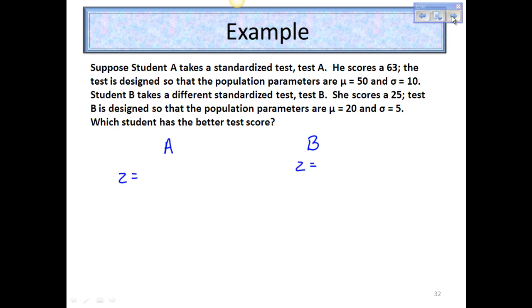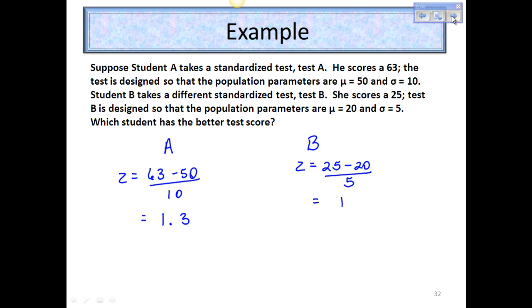Test A, he scored a 63. Data value minus the mean. Divide by the standard deviation. Test B, she scored a 25. Subtract the mean. Divide by the standard deviation. So simplifying the z-score for exam A, that is 1.3. Simplifying the z-score for exam B, that is 1.